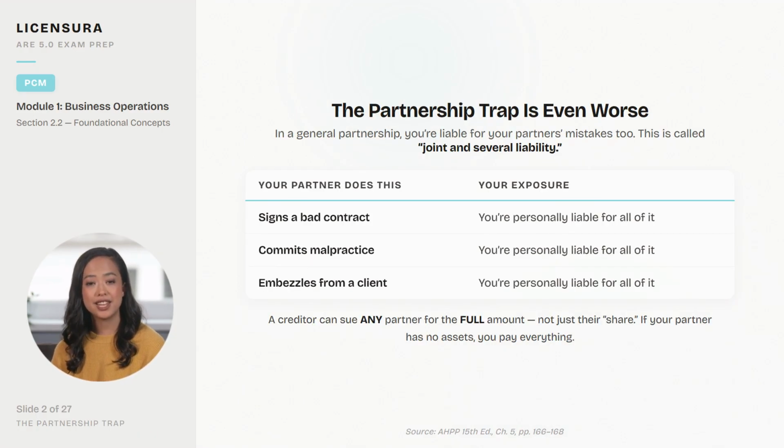And with partnerships, it actually gets even worse. In a general partnership, you're liable for your partner's mistakes too. This is called joint and several liability, and it's as scary as it sounds. Your partner signs a bad contract, you're personally liable for all of it. Your partner commits malpractice, you're personally liable. Your partner embezzles from a client, you're still personally liable for all of it. And a creditor can actually go after any single partner for the entire amount, not just their share. So if your partner has no assets, guess who pays everything?